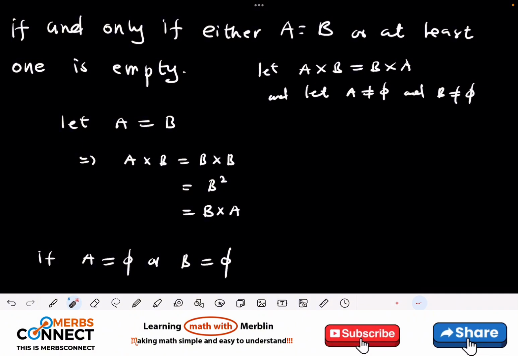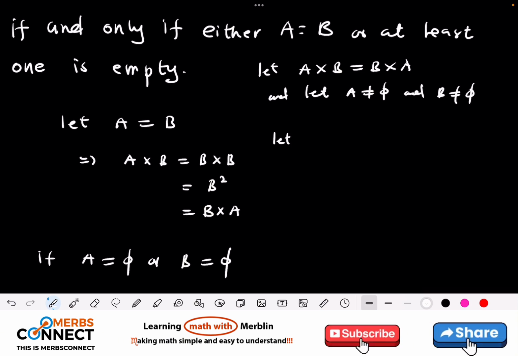If it happens that way, then we are going to say that indeed A cross B is the same as B cross A if A is the same as B, or at least one of them is what? Empty. So since we've done that, now it means that since A and B are not empty, we have some values there, right?